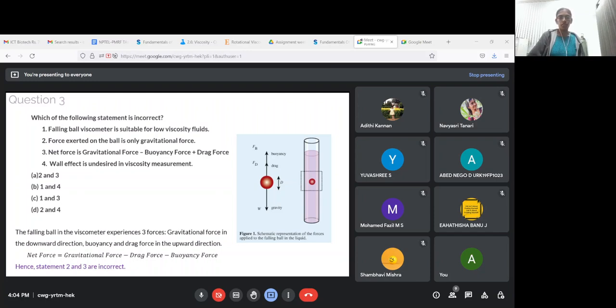Have you guys heard of wall effect? So what happens when you have a very large ball and you put it inside a long cylinder? Do you guys remember how a velocity profile looks like at the wall? Very low. Yeah, so the velocity is extremely low at the wall.